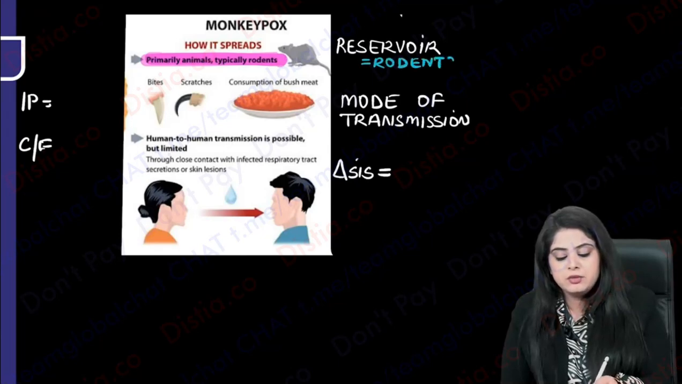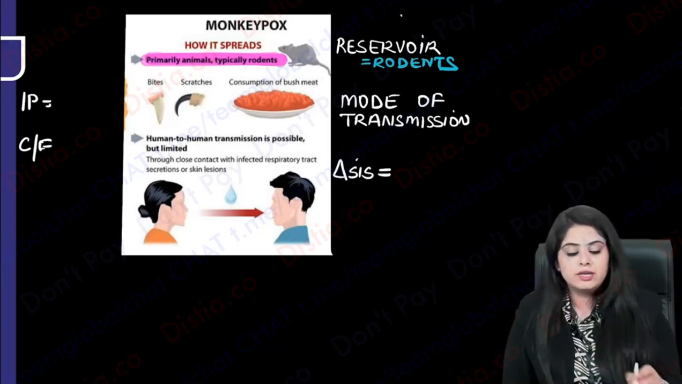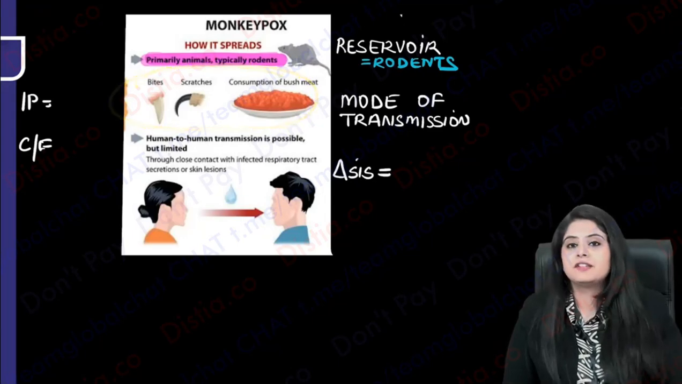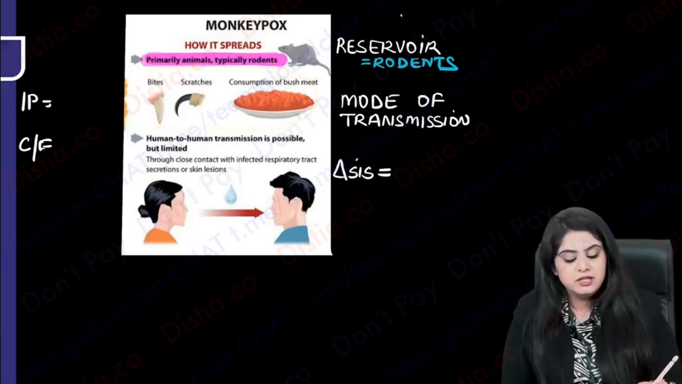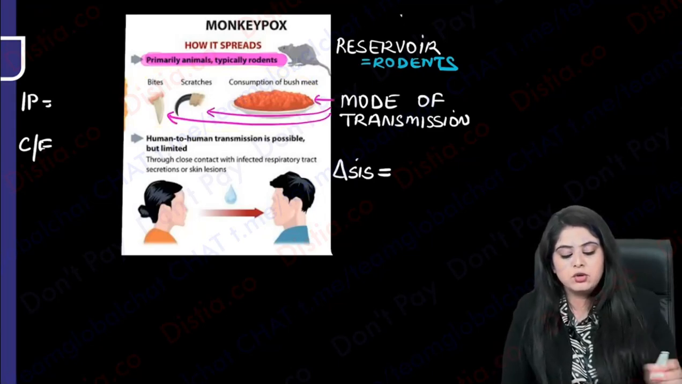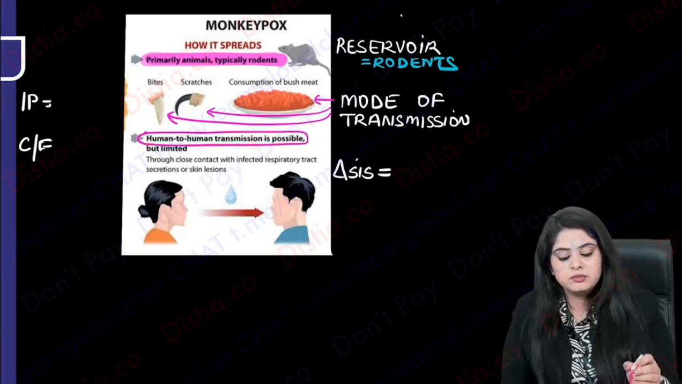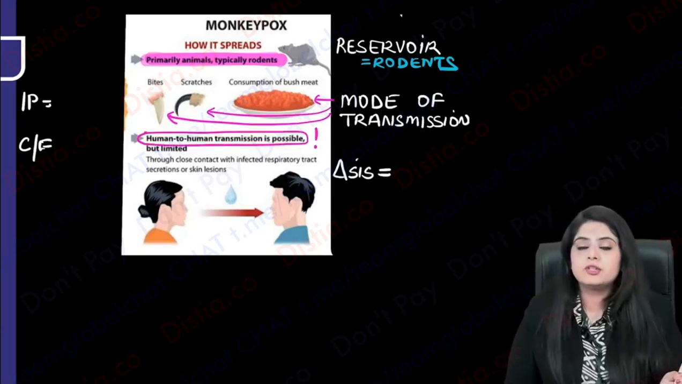How is it going to come to us? Of course, anything related to animals, so it is zoonotic. This is going to be by bites and scratches and consumption of meat. So these are the different modes. For anything animal related, the mode of transmission is always going to be this. Can there be a human to human transmission possible? Yes. Human to human transmission is also known.